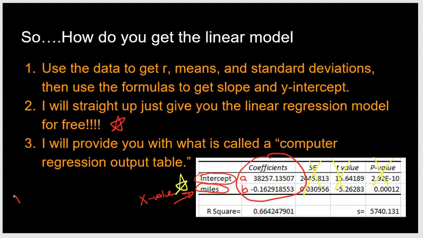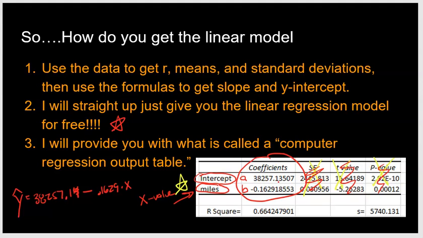Now, when you actually go ahead and write out the equation, you do not need all those decimals. I would probably just do 38,257.14 minus 0.1629 times X. Okay, so keep 2 to 4 decimals. I'm going to be honest, I like 4 decimals, but a lot of people keep 2. But you don't have to write all of them. A computer output table typically will give you a lot of them just because it can. So again, don't ever worry about these other columns. We're not going to use those right now.